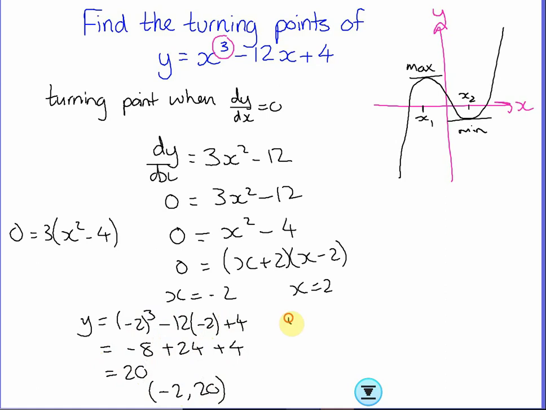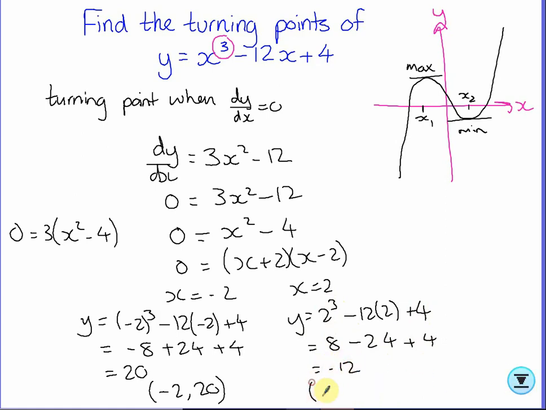Let's pop the 2 in. So y is equal to 2 cubed minus 12 lots of 2 plus 4. So what's that? 8, take away 24, minus 16, plus 4, minus 12. So we have 2, minus 12.